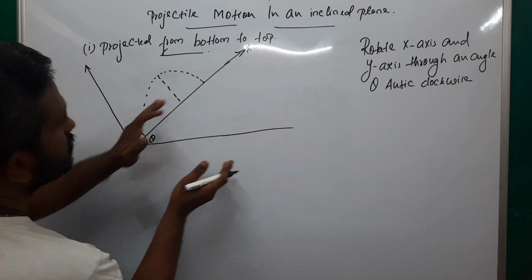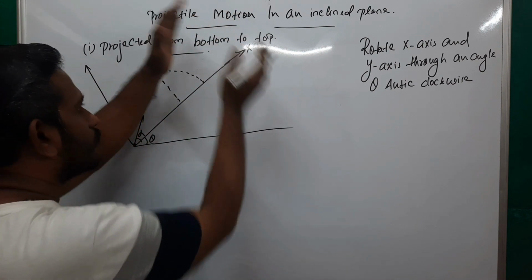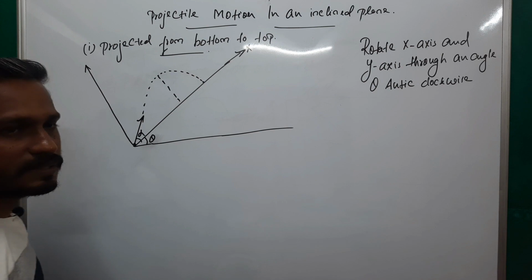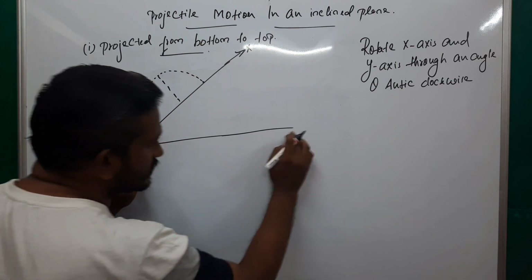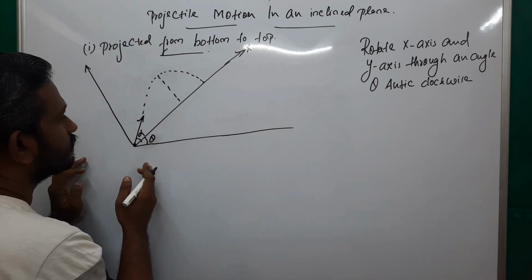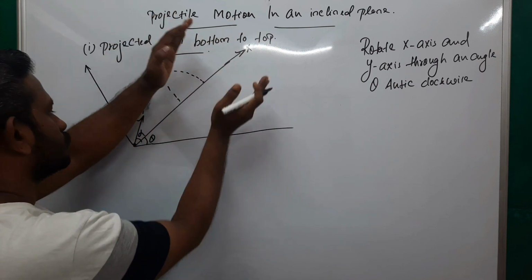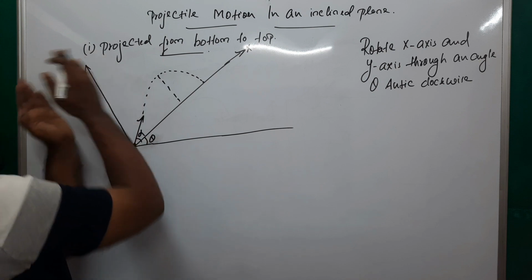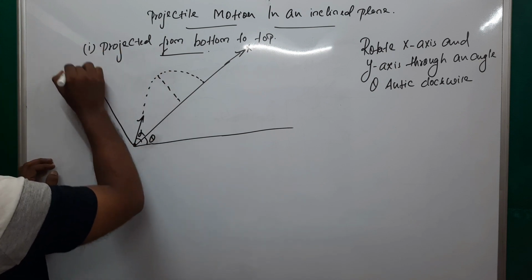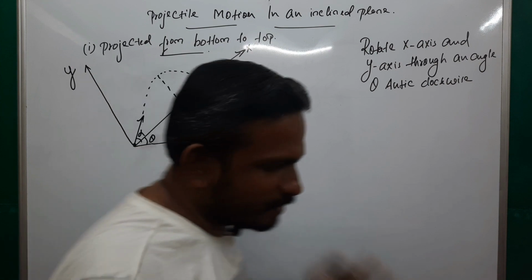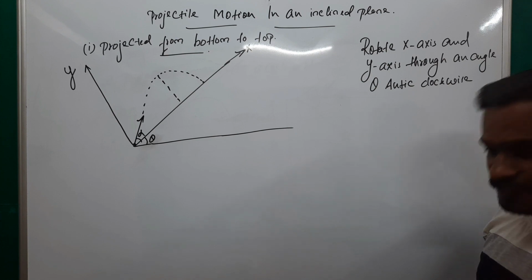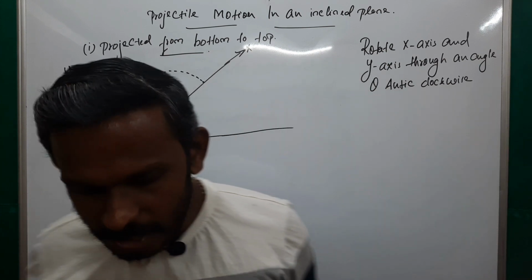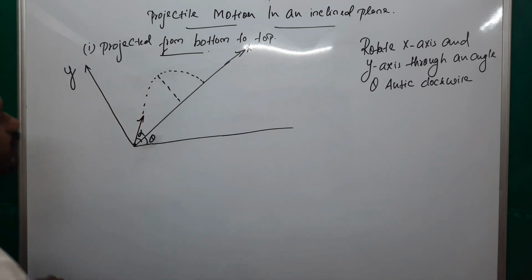This is our y-axis. The x-axis has rotated through an angle theta, and correspondingly the y-axis also rotates. If this is the x-axis, the y-axis is like this. That much angle the y-axis also rotated. Clear? Very important. First thing, in projectile motion on an inclined plane, we fix the x-axis and y-axis according to the inclined plane.